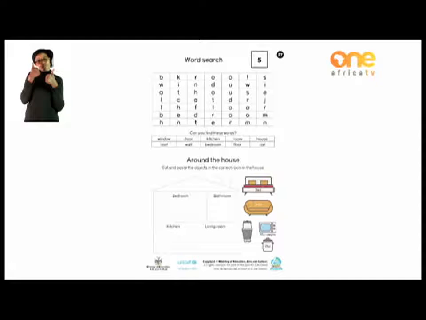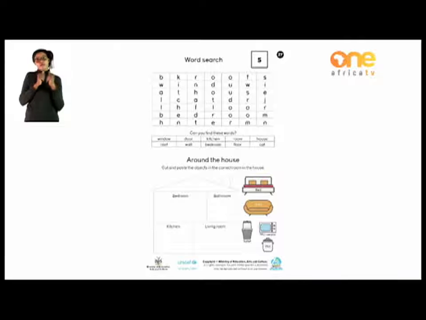Good. Around the house, cut and paste the objects in the correct room in the house. Now, do you see the house there? Do you see the house? Yes. Do you see the furniture next to the house? Yes. So we must cut out the furniture, and then we must paste the furniture where it belongs in the house.